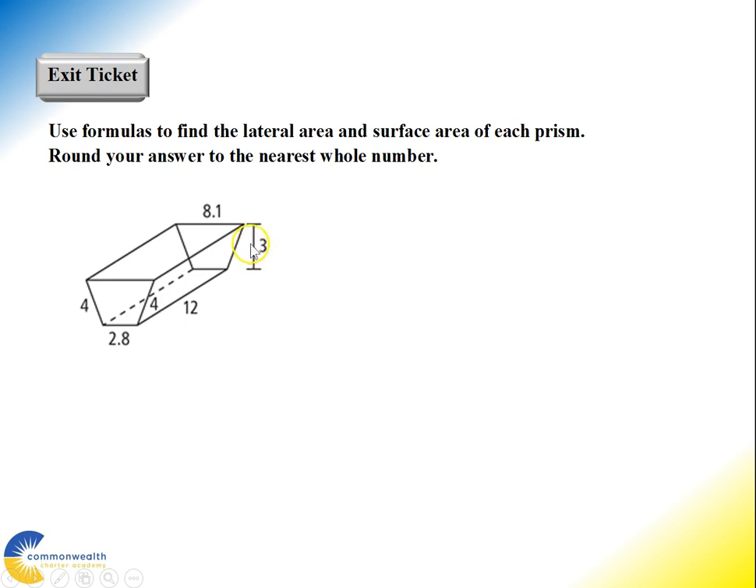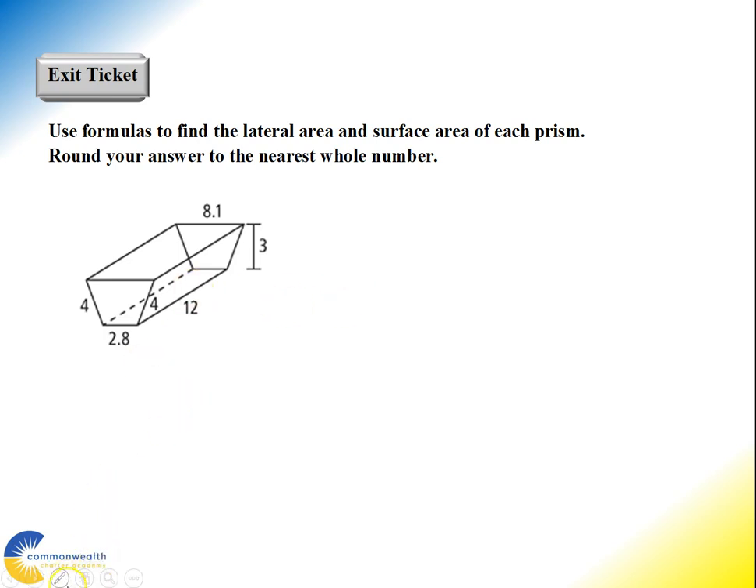Again, don't confuse the height of the trapezoidal base with the height of the prism. The height of the prism is 12. Since they're mostly going to be right prisms, it's going to be an edge that connects the two bases together. So make sure you don't confuse the height of the prism with the height of a base that you may need for a calculation, but is not the height you use in the formula for the surface area and lateral area.